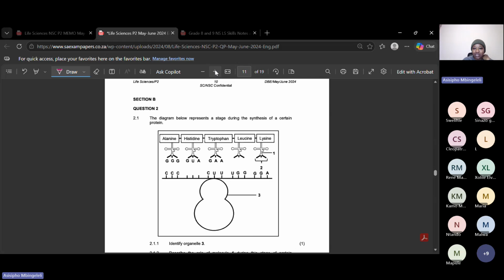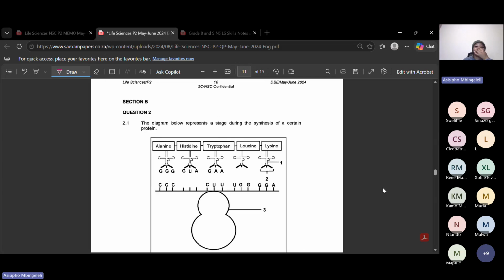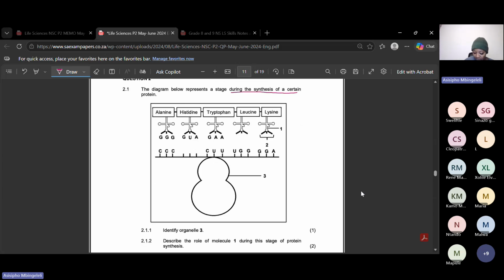This is under the topic for DNA, specifically protein synthesis. So I need to get my pen. The diagram below represents a stage during the synthesis of a certain protein. So they give you a diagram here. We can see the names of amino acids. And then here, that is obviously transfer RNA, and in a transfer RNA, remember, we get our anticodons. So these would be anticodons.